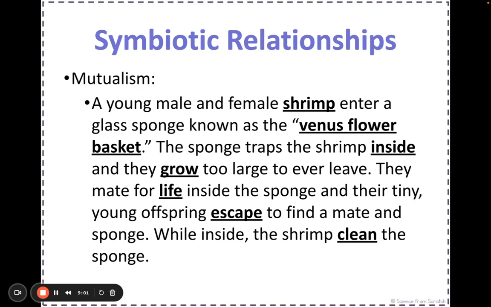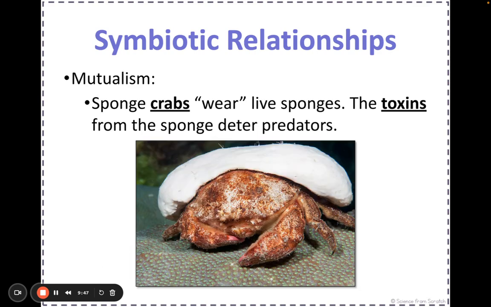So, mutualistic relationships result in both organisms benefiting. How does the sponge benefit? How do the shrimp benefit? Hopefully you said the sponge was cleaned. That's how they benefit. And the shrimp got protection to mate and reproduce. And they also get a place for food. Crabs wear live sponges. The toxins from the sponge deter predators from them.